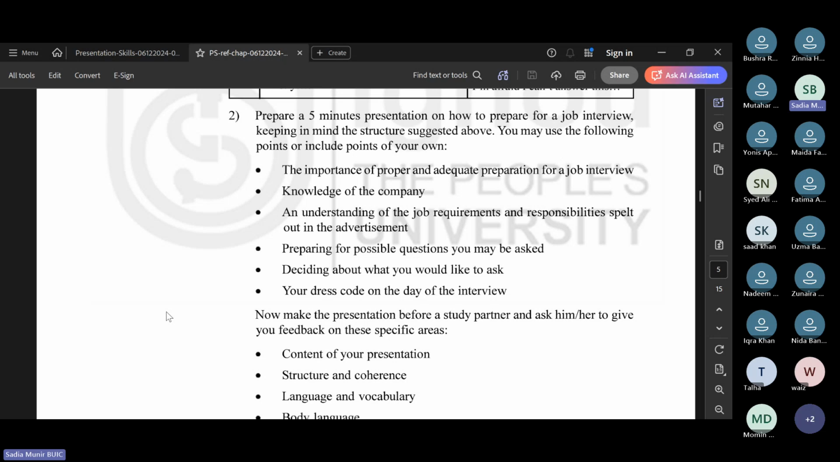You just have to prepare a presentation that is meant for the students, for the people who are going to prepare for a job interview. Within that structure, you can answer all these questions: when they are preparing for a job interview, what kind of research, what kind of requirements, responsibilities, and possible questions they need to prepare, and how they should be prepared. While doing so, you have to use transition markers as well.